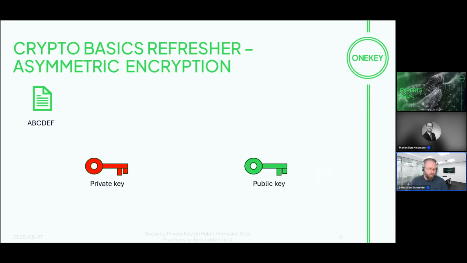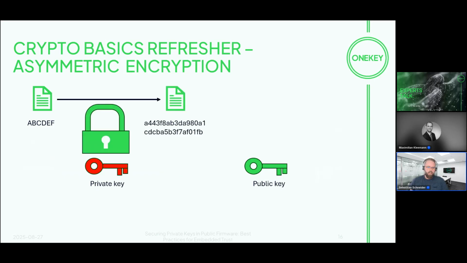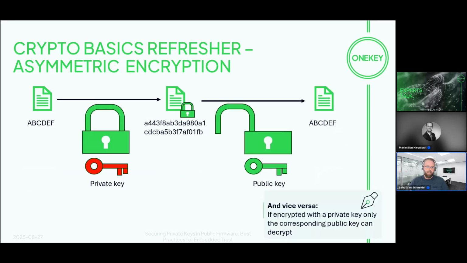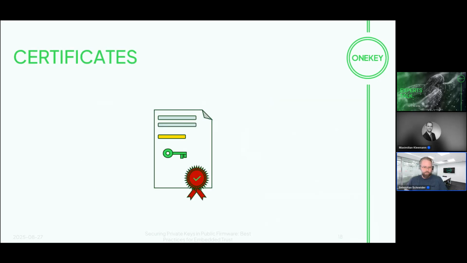But also the other way around would be possible. So if you use the private key to encrypt the file or data, everyone with a public key will be able to decrypt the data. And why this is a very important feature of asymmetric encryption, we will see in the next topic, certificates, because there it is heavily used to build a chain of trust.